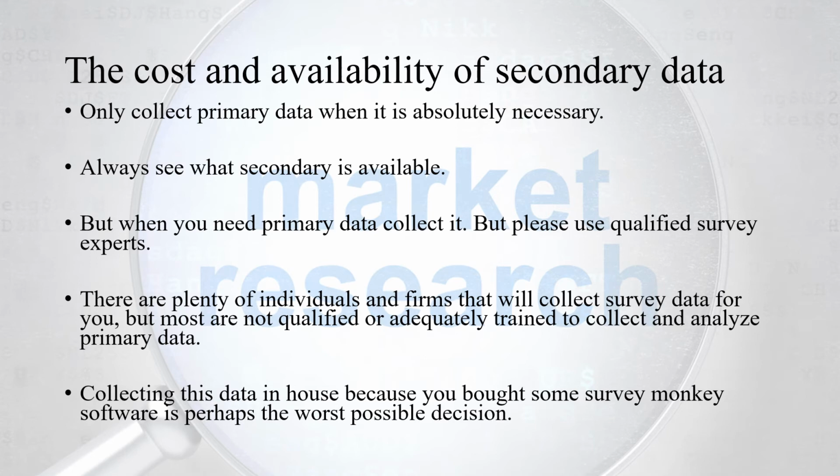Now, the reason that I talk about secondary data a lot more than primary data is that secondary data is almost always less expensive. My argument is that you should only collect primary data when it's absolutely necessary. Always see what secondary is available first. Because if secondary data is available, it will be less expensive and is likely to be relatively accurate. When you need primary data, go ahead and collect it, but always use qualified survey experts.